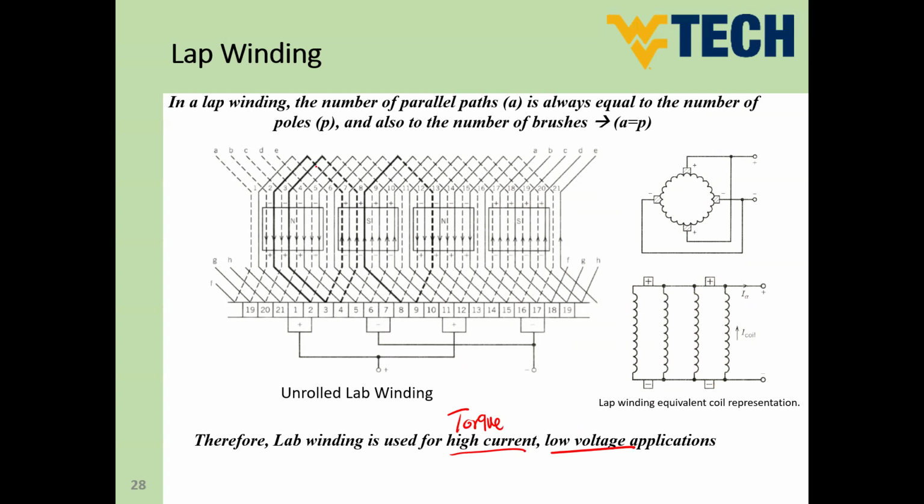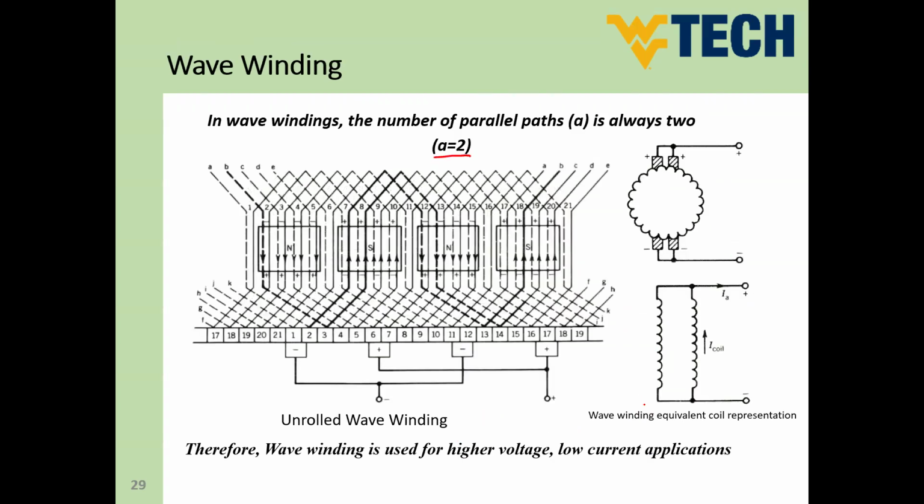However, in the application that require high voltage, which is going to be reflected to high speed, we do prefer to make wave winding. Why again? Because the number of parallel paths is going to be just 2 parallel paths, which means our coil is now going to be connected in series instead of parallel. So the total amount of current is going to be just 2 I coil all of the time, and the voltage is going to be doubled. So this is used for high voltage application and low current application.